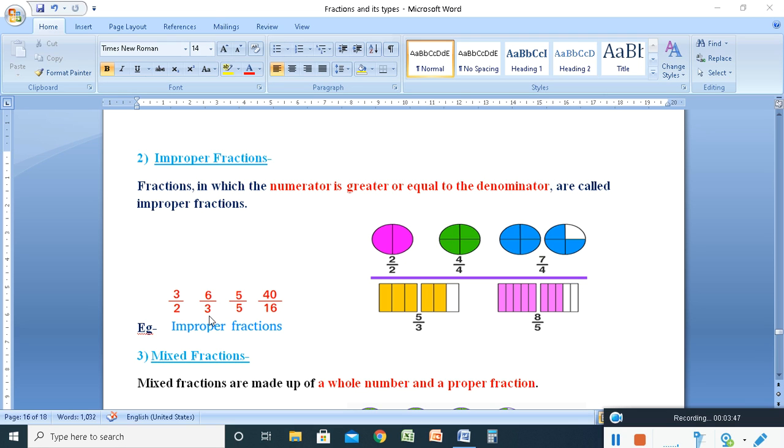Look at the next example, 6 by 3. The numerator value is more than the denominator. Otherwise, the numerator value can be equal to the denominator. That type of fraction is also called an improper fraction. These are examples of improper fractions: 2 by 2, improper fraction; 5 by 3, improper fraction; 8 by 5, improper fraction.